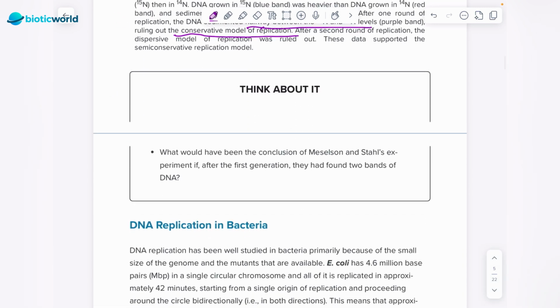Now you have to think about what the conclusion of the Meselson and Stahl experiment would have been if after the first generation they had found two bands of DNA.